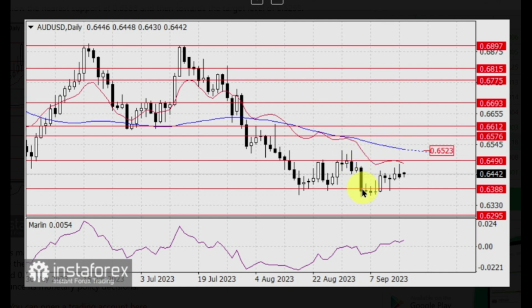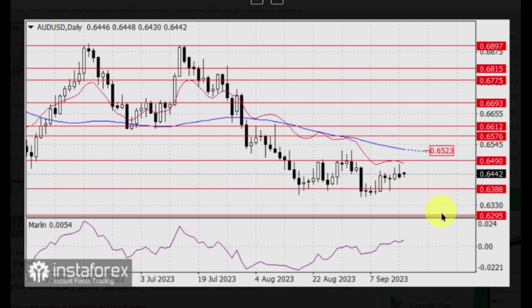There's a downtrend, but there is one positive point for bulls. The Marlin oscillator is in the bullish territory. However, the growth is weak, and once the signal line returns to negative territory, the price will fall below the nearest support 0.6388 and then towards the target level of 0.6295.